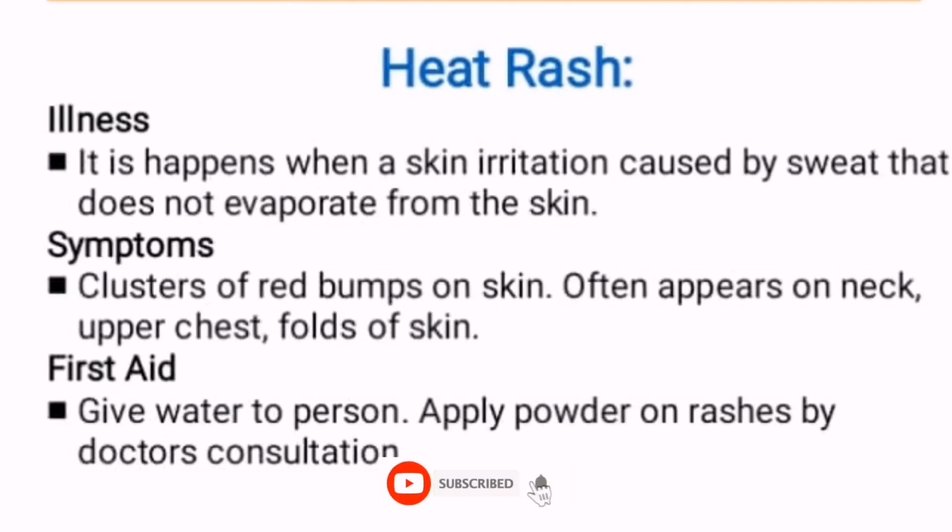The last type of heat related illness is heat rash. It happens when there is skin irritation caused by sweat that does not evaporate from the skin. Because the water level in your body is now too low, your body cannot evaporate that water from your skin to cool down its temperature. The symptoms can be red bumps on the skin, often appearing on the neck, upper chest, folds of skin, basically the parts of your body which are directly exposed to the heat or direct sunlight. For first aid, give water to the person and apply powder on the rashes as advised by the doctor or consultant.